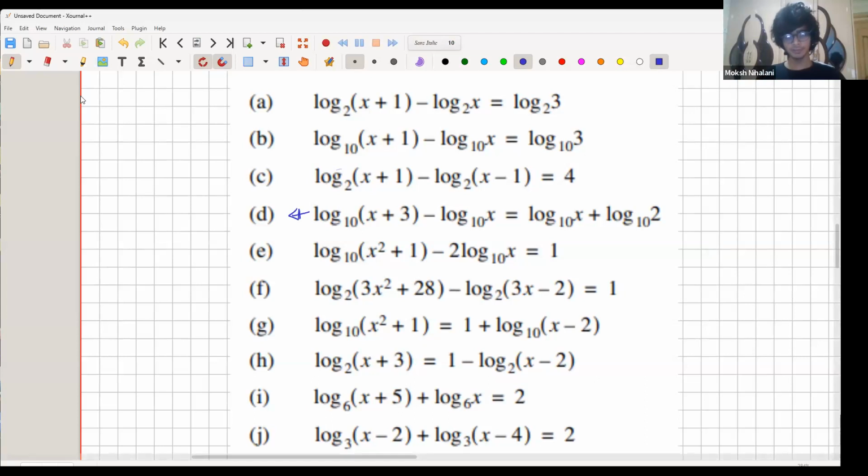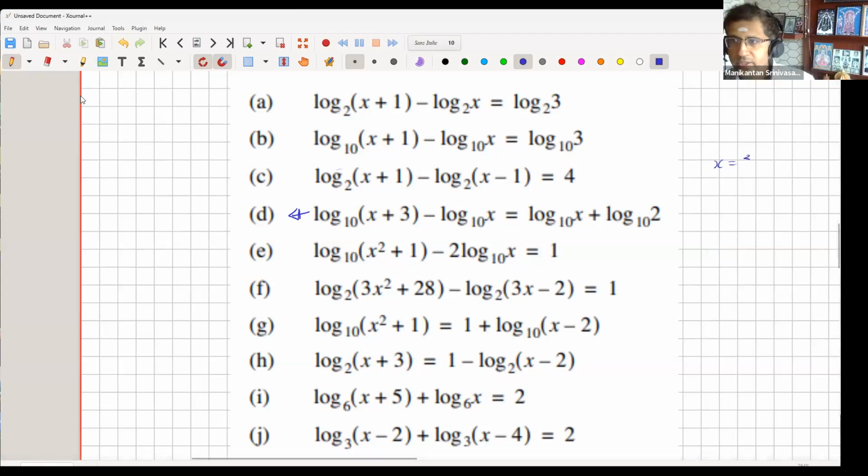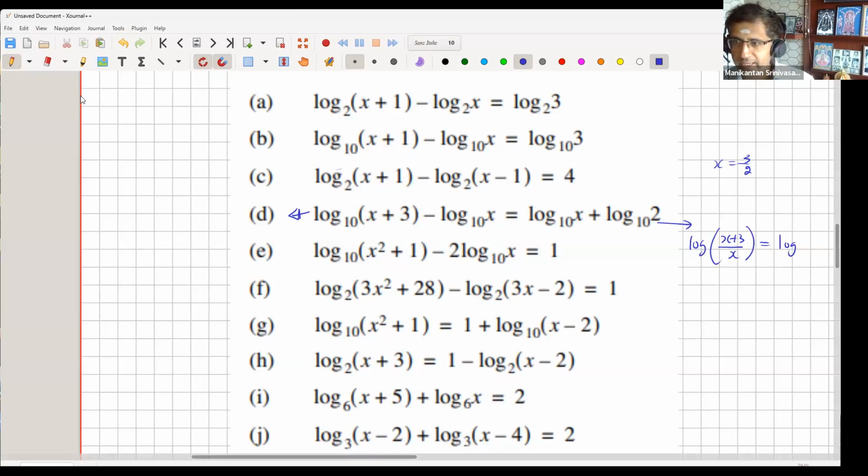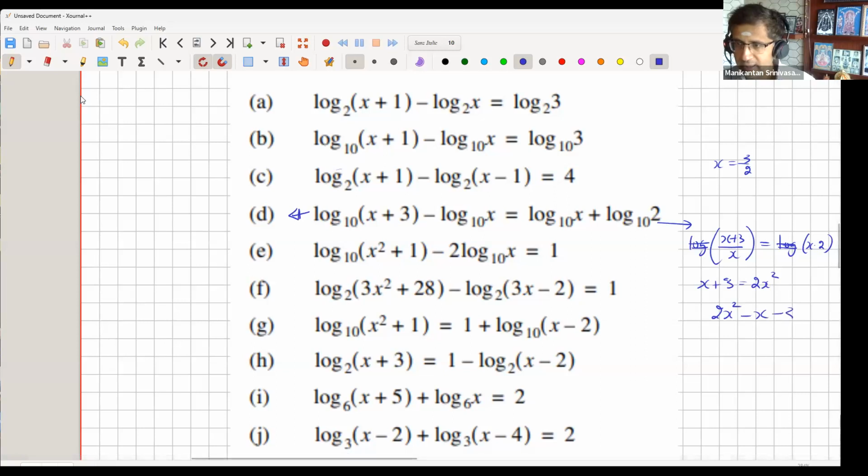X equal to 3/2 is your answer? Yeah. 1.5. Okay, let's quickly do it, guys. So the left-hand side is log of x plus 3 upon x by the log A minus log B rule. The right-hand side is log of x into 2 to the base, same base 10. And therefore, I can remove the log completely. The base is same. So it simplifies to x plus 3 equal to 2x square. So I can write it as a quadratic 2x square minus x minus 3 equal to 0.